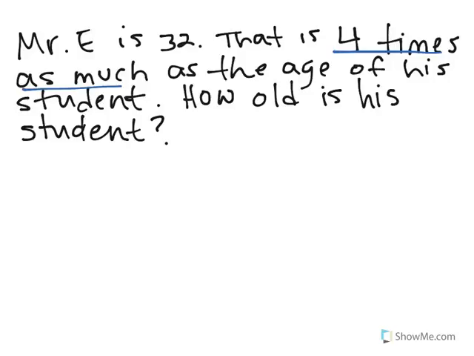So first, we're going to start by representing the information that's already given to us. So it says right here that Mr. E is 32. That information is there. We don't have to do anything else with it. So let's go ahead and write down what we know. I'm going to write down Mr. E right here to keep everything really organized.